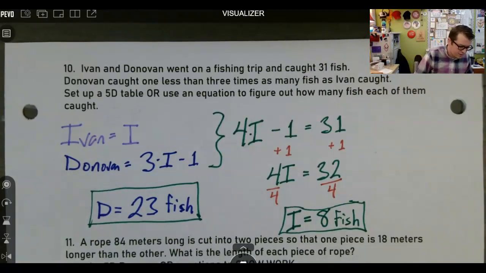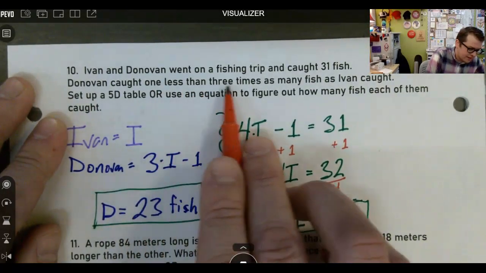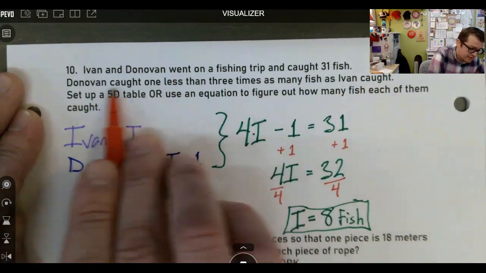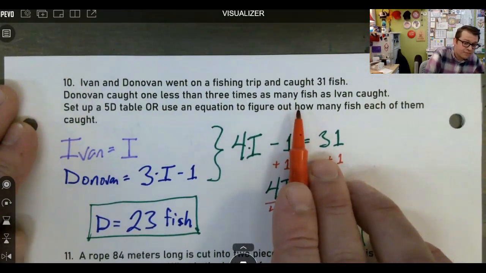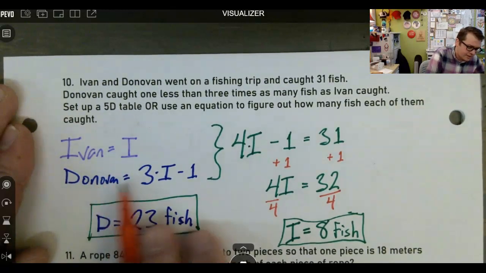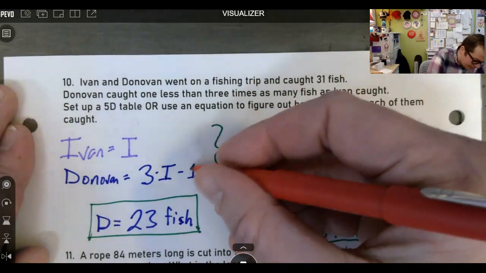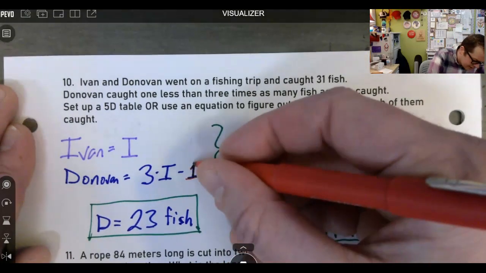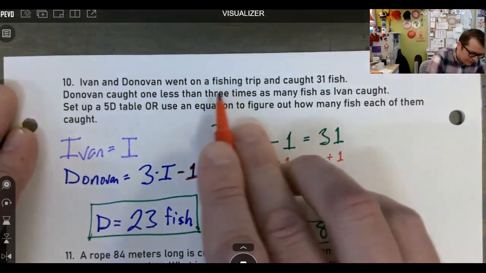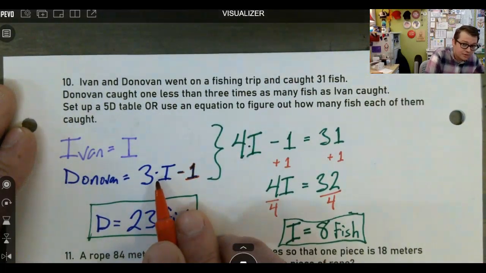The biggest issue that people had here was being able to write that Donovan caught 1 less than 3 times as many fish as Ivan caught, which is like a long sentence to be able to dissect and figure out how to write. But if we give Ivan the variable I, and we say Donovan caught 1 less than, well, here's your 1 less than, right? Minus 1 from something. I'm going to go ahead and just highlight that a little bit more. So minus 1 from what? Well, 3 times as many as Ivan, so 3i. You can write 3 times I, or you don't have to.